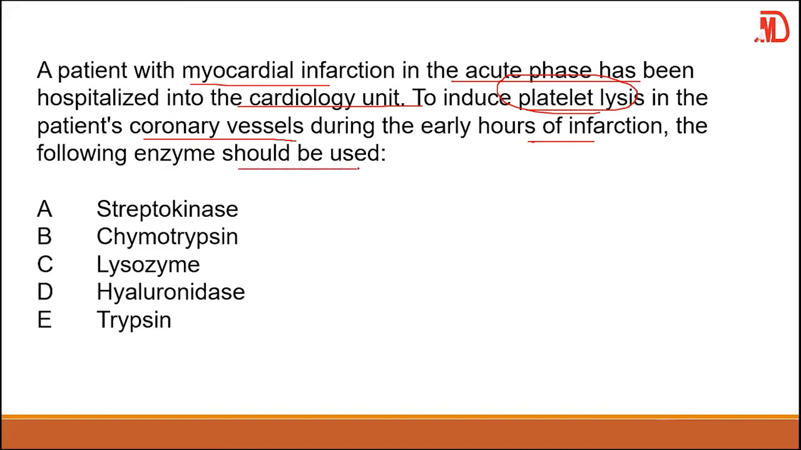So now we have a patient with MI. Of course, it could be because there's not enough blood entering into the cardiomyocyte. So there's an infarction. Now we want to induce the breakdown of platelets, or the aggregation of platelets. Basically, that is what we want to do. So we're looking for a thrombolytic medication, and the thrombolytic medication that we can be looking at in this question is streptokinase. So your answer here should be A.